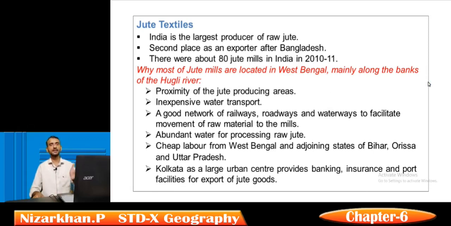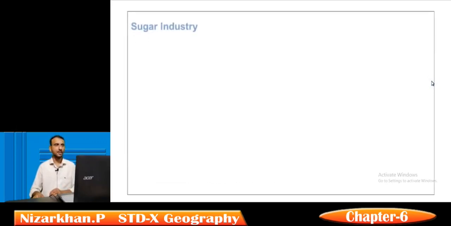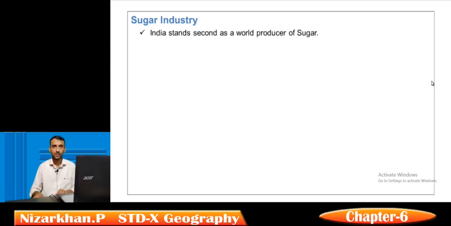Because of all these reasons, most of the jute mills are located in West Bengal, especially along the banks of the Hooghly River. Then the second example of the agro-based industries is the sugar industry. India stands second as a world producer of sugar.